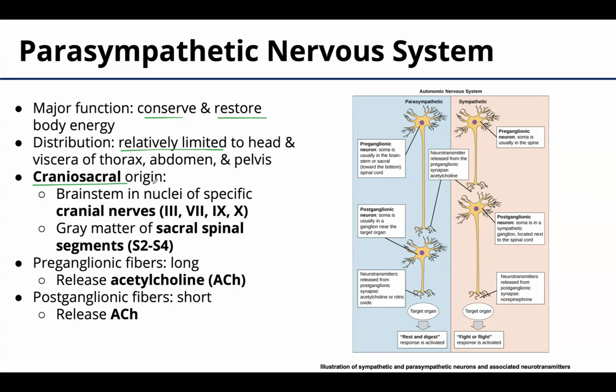So they either originate in the nuclei of specific cranial nerves. One of the biggest ones we're going to talk about this year is cranial nerve 10 or the vagus nerve, but you'll also have it in other cranial nerves. And parasympathetics will also originate in the gray matter of the spinal cord segments, the sacral spinal cord segments S2 through S4. Both pre and post-ganglionic fibers are going to release acetylcholine. And their fiber lengths are generally the opposite of what we discussed for the sympathetics, with the preganglionic fibers being relatively long and the postganglionic fibers being relatively short.